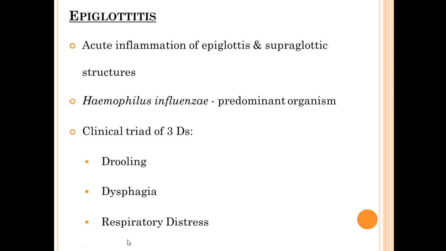Okay. Then what is epiglottitis? It is acute inflammation of the epiglottis and supraglottic structures. Haemophilus influenzae is the most common organism which causes epiglottitis. What is the clinical triad of 3Ds? That is drooling, dysphagia, and respiratory distress.